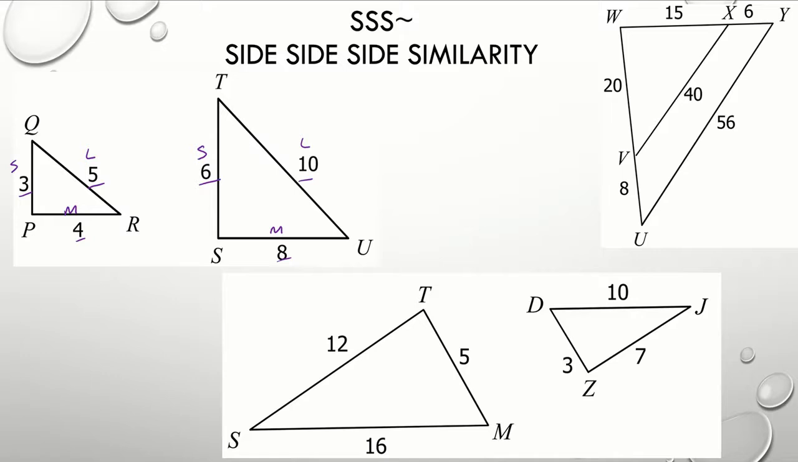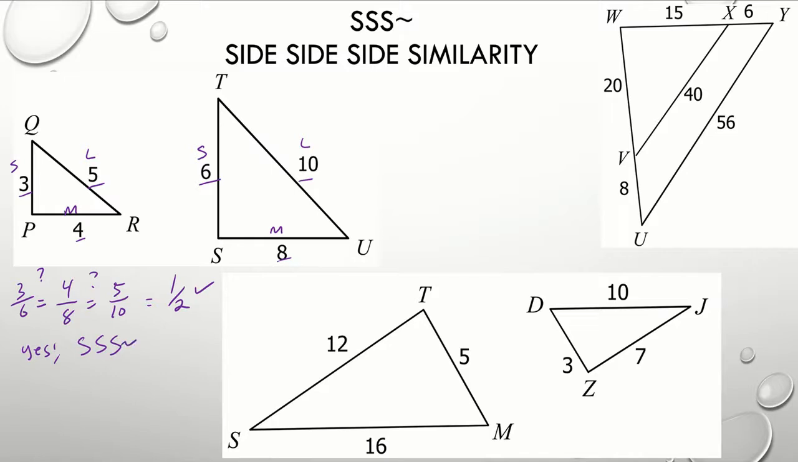In other words, which side goes with what side. So I'm going to check small over small, so 3 over 6, and then simplify it. Is that the same as my medium over my medium? And is that the same as my large over my large? Now if I simplify, they're all simplified down to 1/2. So in this case, yes, they are similar by side similarity.